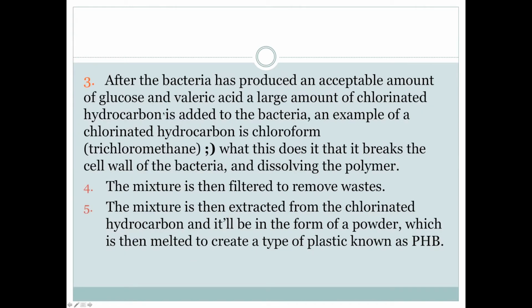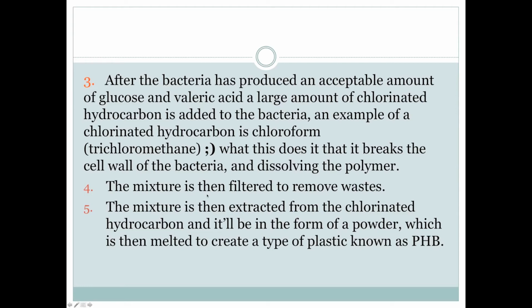The third step is after the bacteria has produced an acceptable amount of glucose and valeric acid, a large amount of chlorinated hydrocarbon is added to the bacteria. An example of a chlorinated hydrocarbon is just chloroform, and chloroform is also known as trichloromethane. What this does is that it'll break the cell wall of the bacteria, hence dissolving all the glucose and valeric acid inside the heated hydrocarbon, which is the chloroform.